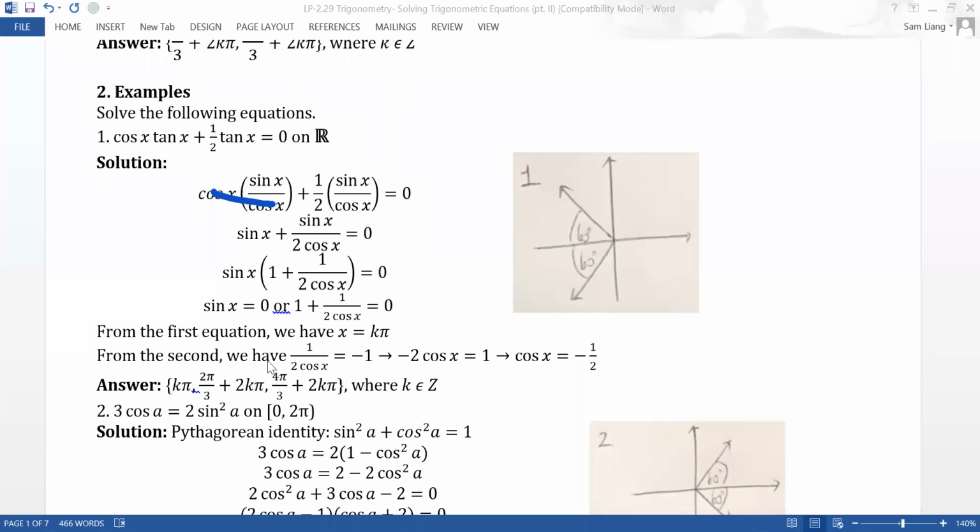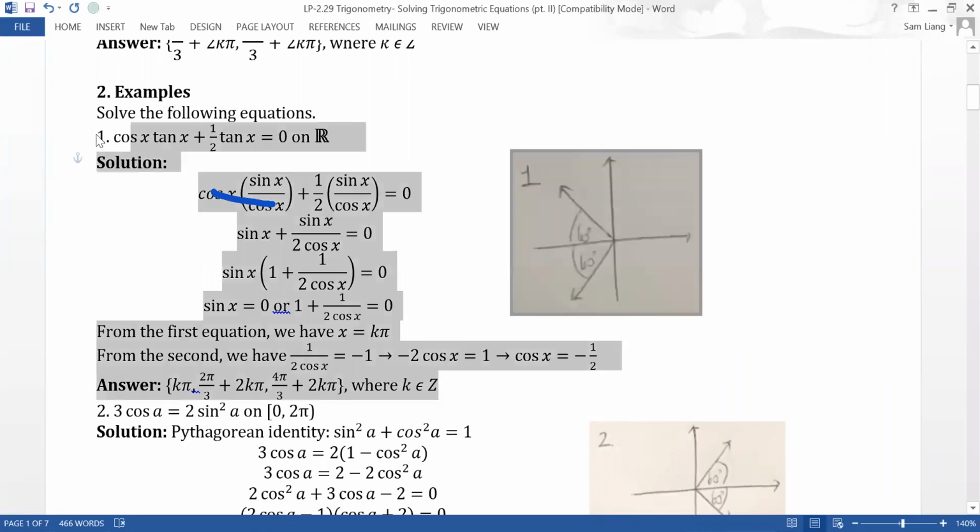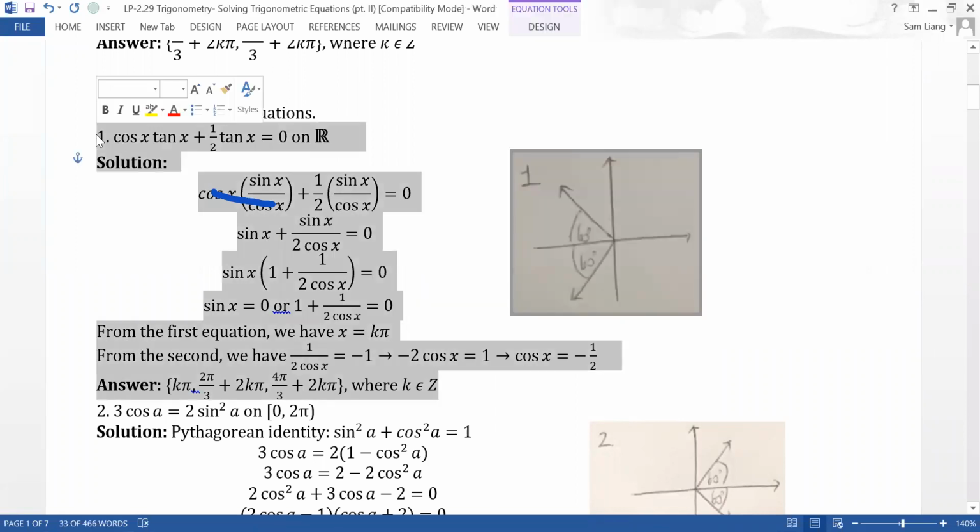All right, anyone else still need this, or any questions about this first question? All right, if not, then I'll move on to question 2.